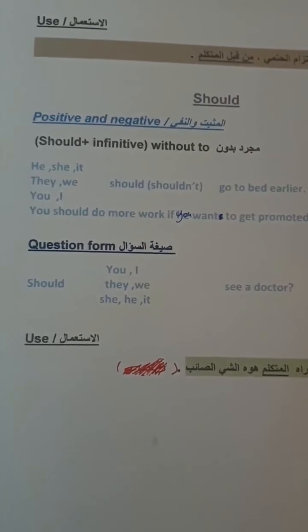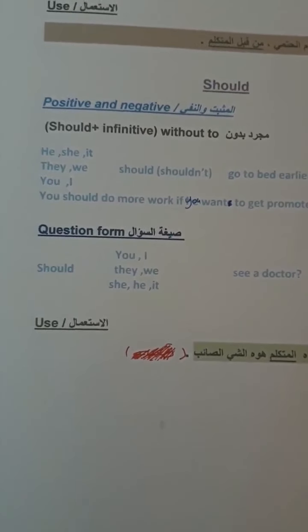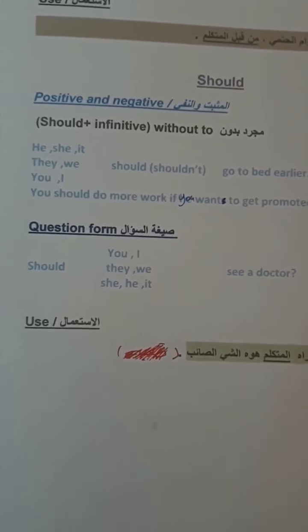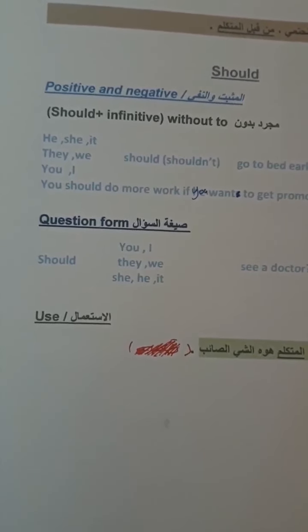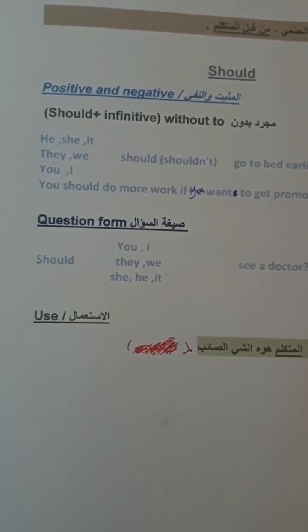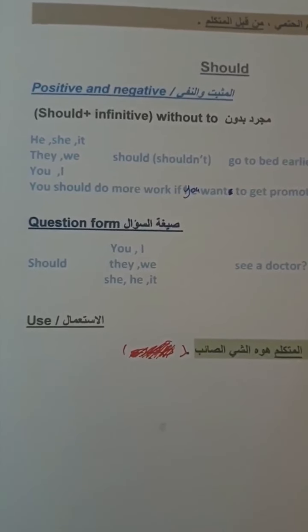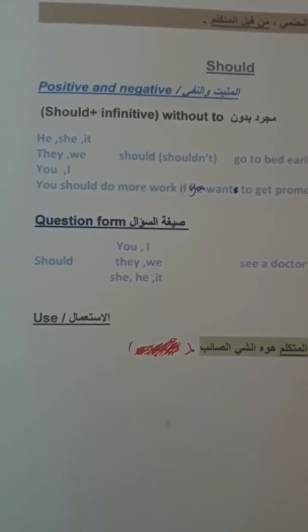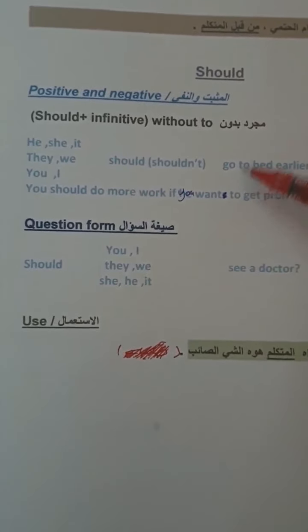Should. Should is to give advice and opinion. ويعني تستخدم الأداة should لإعطاء نصيحة أو رأي. So in positive form, all the subject will be followed by should, and all the subject will be followed by shouldn't in negative form, and plus the base form of the verb.